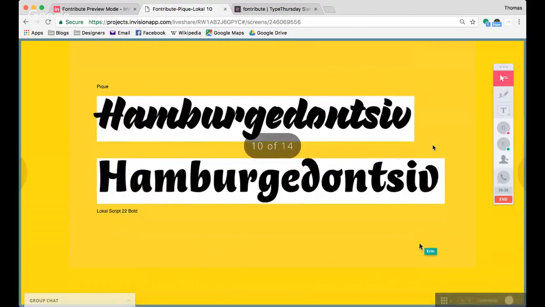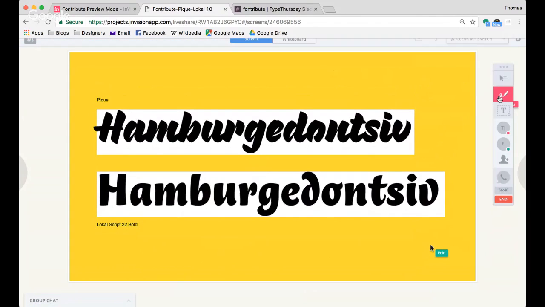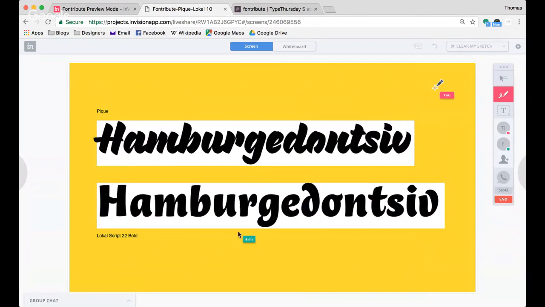Let's see. Ah, type set out. Yay. So this is helpful to see, like we were saying, I think local script is going to look a little bit looser, and it certainly does to me. It does look a lot looser than Pique. Pique does, like we were showing, those overlaps of each character's side bearing.